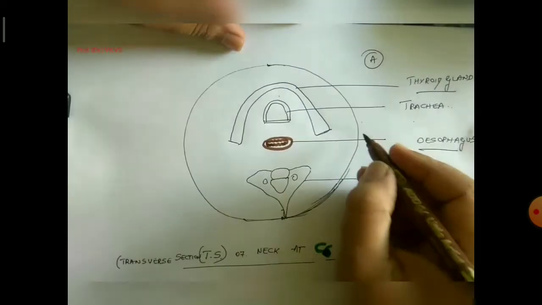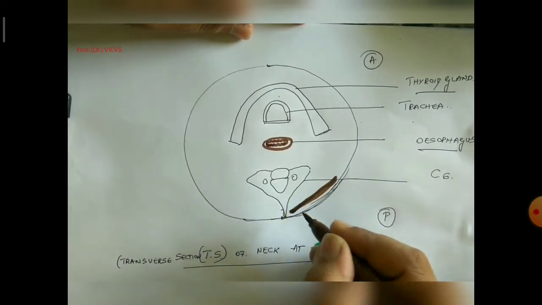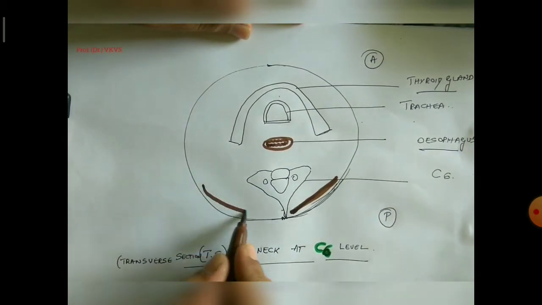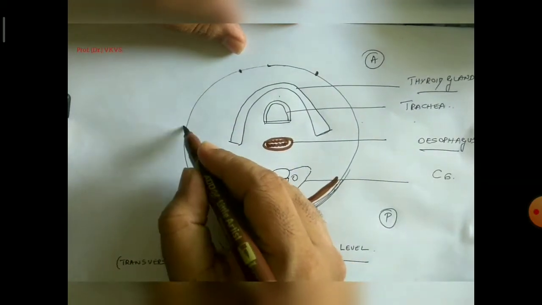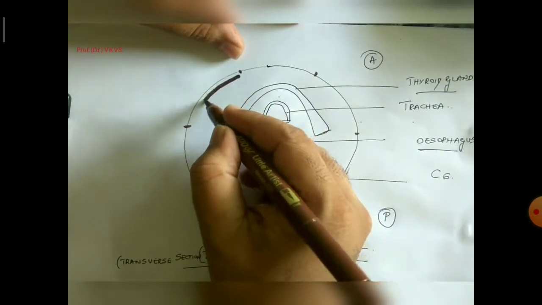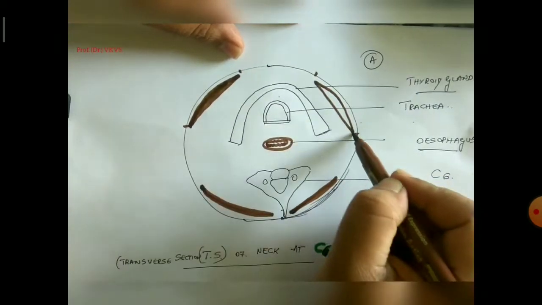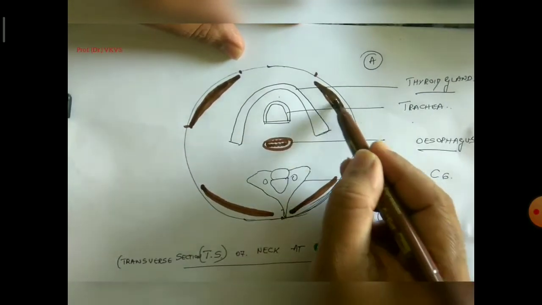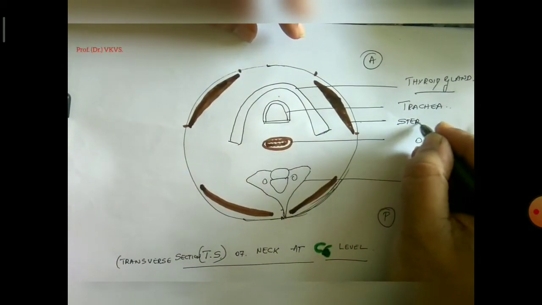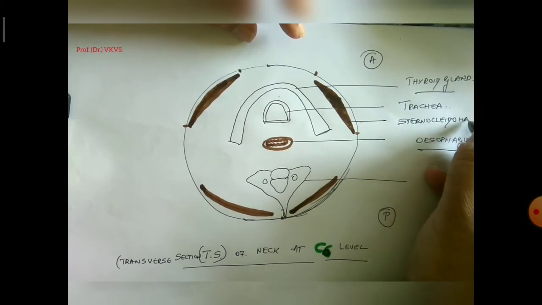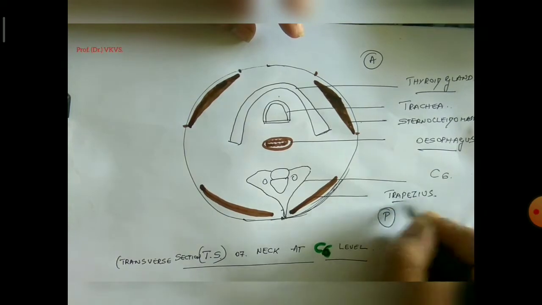After this we are writing two large muscles that are present on the posterior aspect and also on the anterior aspect of the neck. We'll mark different points. So that is the sternocleidomastoid. We are writing sternocleidomastoid. Posteriorly the muscle is trapezius. We label it sternocleidomastoid. Posteriorly it is trapezius.